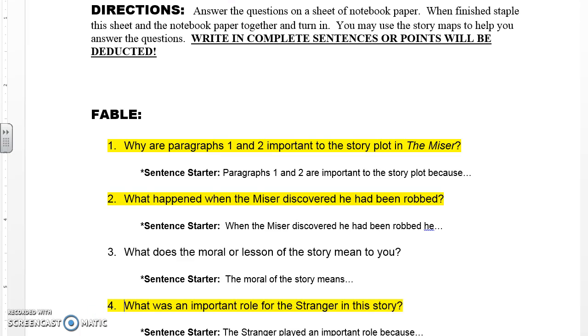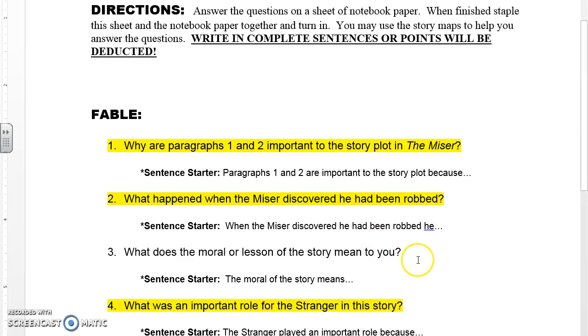Now, question 4 is basically going to deal with the events in the plot and also the interaction between the stranger and our main character, the miser. I'm asking you what was an important role for the stranger in this story, and the role that I'm asking about is how did the stranger help the plot move along? Did the stranger help rising actions take place? Did the stranger help with the climax, which is the main character realizing his or her problem? Or did the stranger help with the falling actions, which is how the miser is going to solve his problem? Or did the stranger help with the resolution? Or is the stranger helping the miser realize the moral or lesson in the story? Okay, that's what I mean.